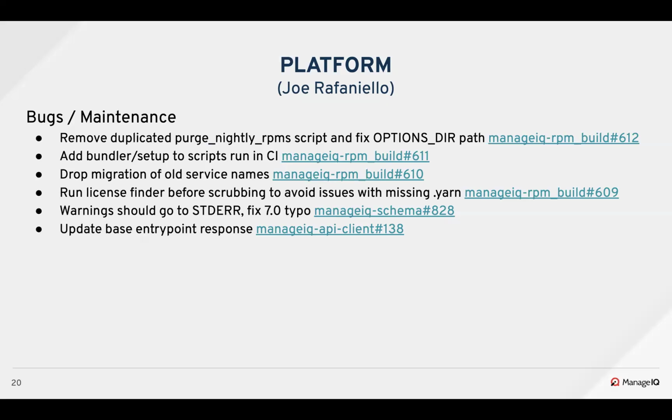Brandon fixed an issue with the missing .yarn by running License Finder before cleanup. We fixed an issue in schema to ensure our warnings go to standard error and not standard out, as we had some tools that were actually parsing standard out and were thrown off by the output. And finally, we updated the API client's test base entry point response. Next slide.